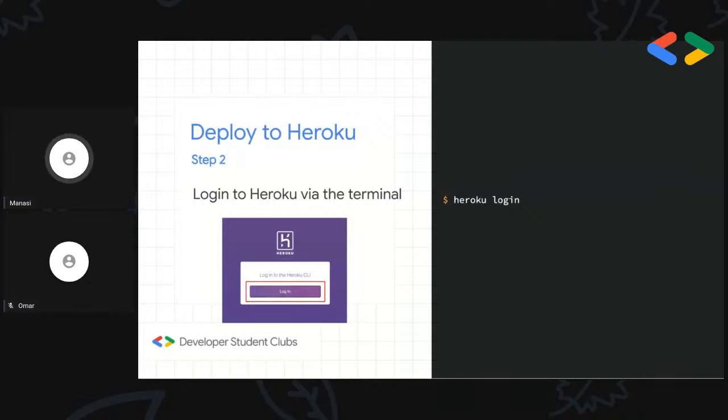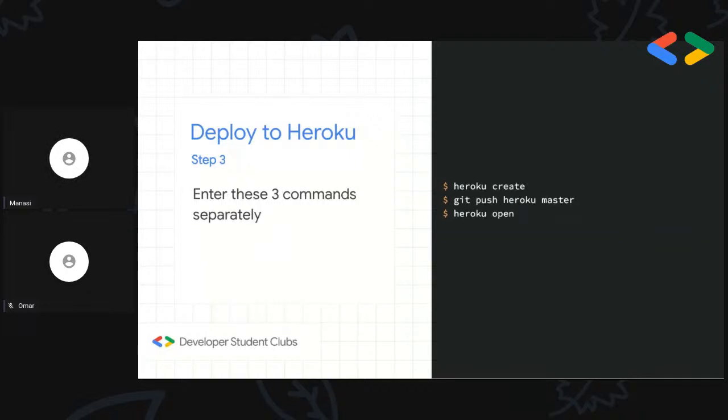And now we need to log into Heroku via terminal. So open up your terminal and type Heroku login. Next, we're going to enter Heroku create, git push Heroku master, and Heroku open.